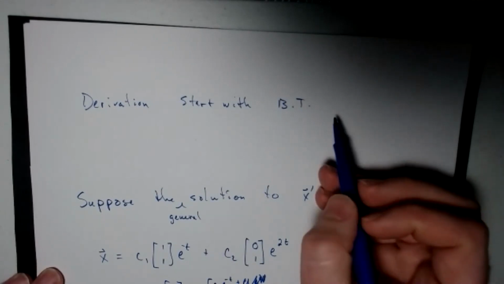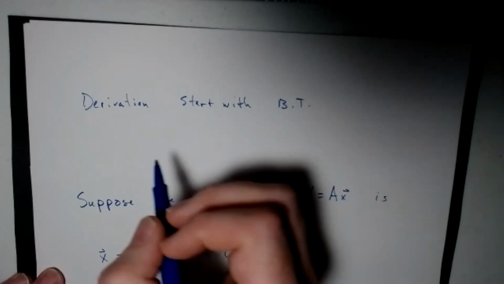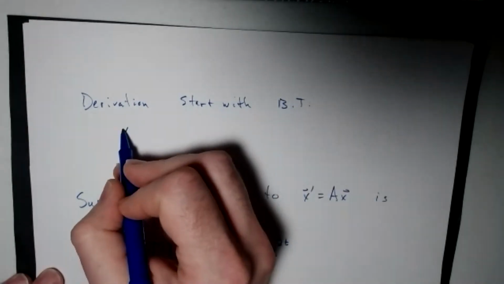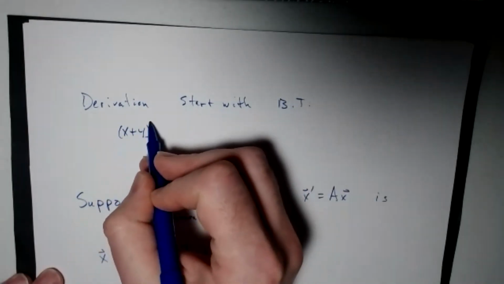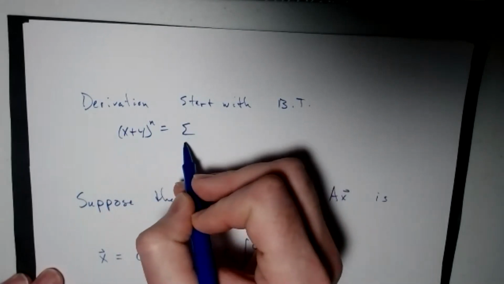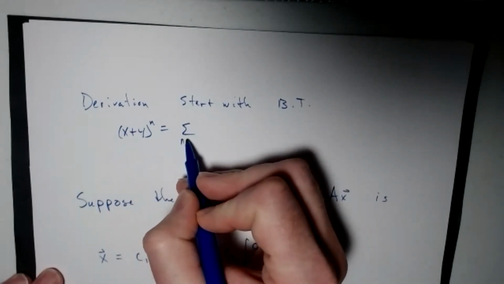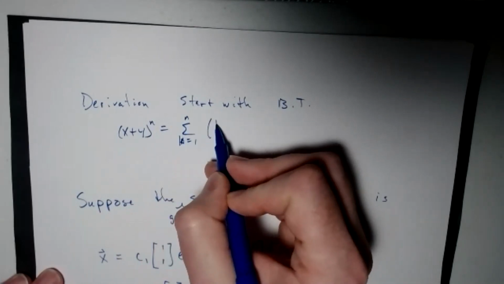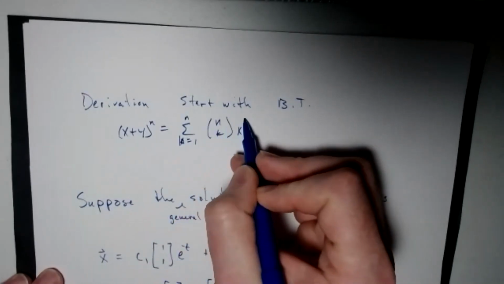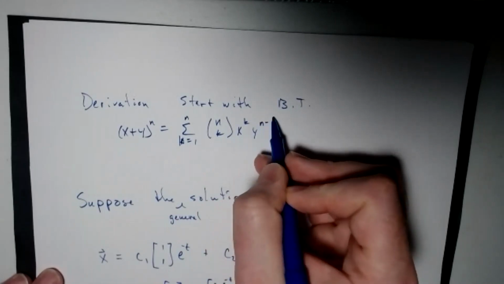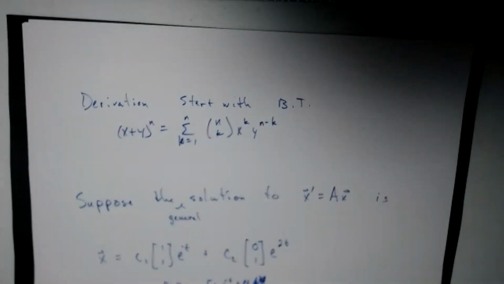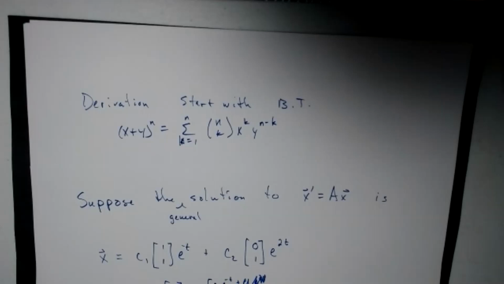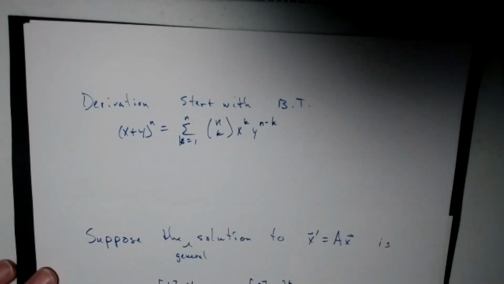All right, start with the binomial theorem. So we'll start with (x plus y) to the n is equal to the sum as k goes from 1 to n of n choose k, x to the k, y to the n minus k. This surprises absolutely no one, right? And so from this, we can derive some other expressions.